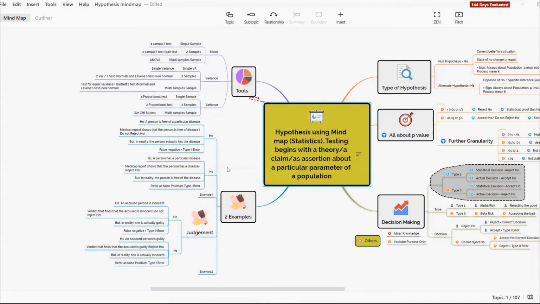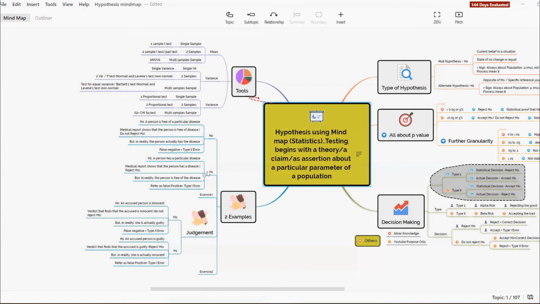I would like to give one example to illustrate type 1 error and type 2 error. There are two examples being quoted. Let's talk about example number one. H0, that is the null hypothesis: a person is free of a particular disease, and the medical report shows that the person is free of disease. That is a perfect one, do not reject the null hypothesis. But in reality, the person actually has the disease. That is called a false negative, also called type 2 error.